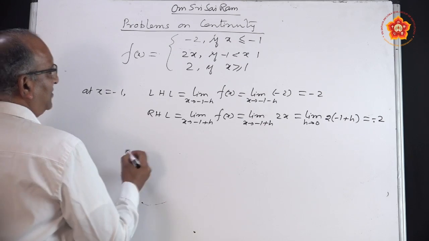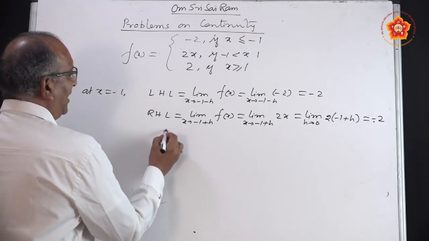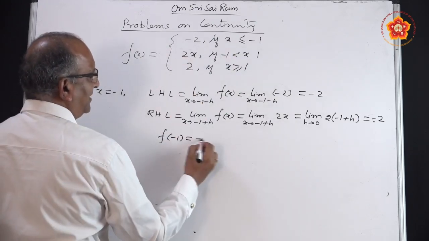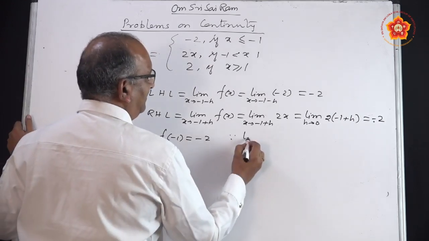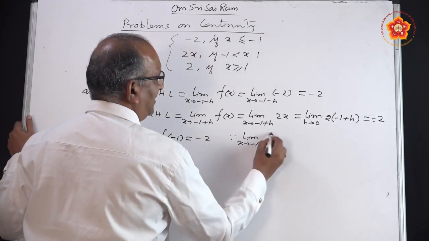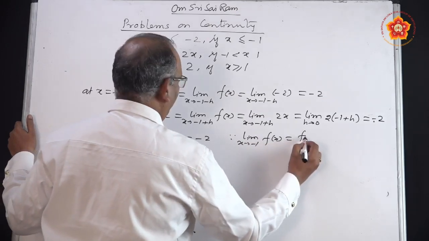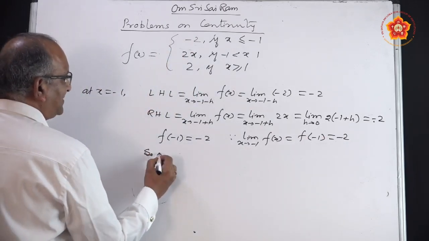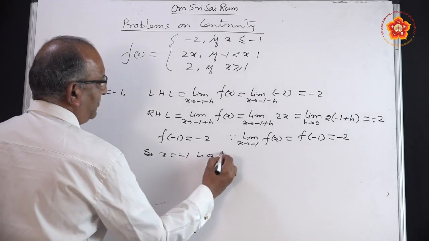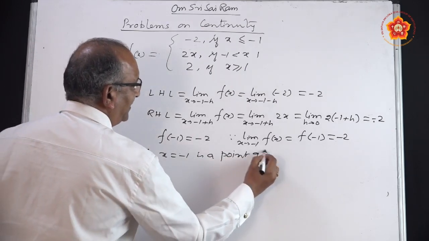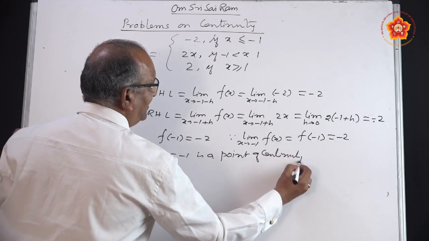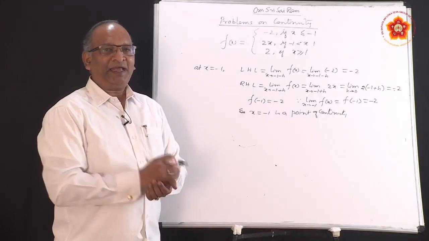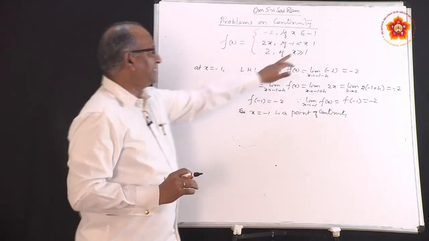Now find out the value of the function. What do you mean by the value of the function? At -1, what is f(x)? Means what is f(-1)? At -1, it is -2. Since limit x tending to -1 of f(x) is equal to f(-1), x equal to -1 is a point of continuity. Means what? At x equal to -1, the given function is continuous. Where else is the function changing? It is also changing at 1.